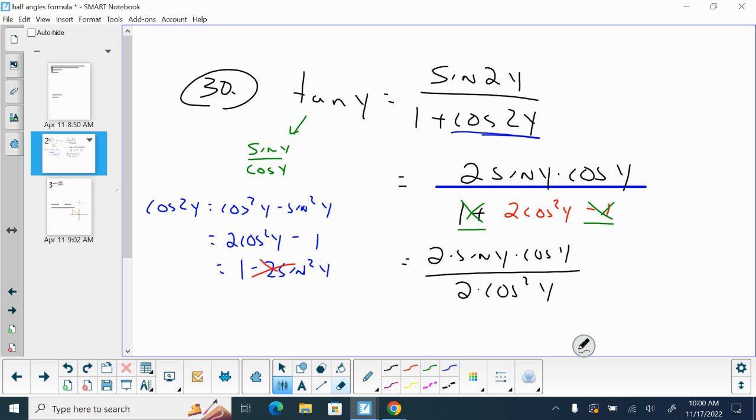And now I have all multiplication, which is great because I can start doing some canceling. What all cancels? One of the cosines does, and what else does? The 2. This goes with this. This goes with this, leaving us with sine y over cosine y, which is tangent of y. We is done.